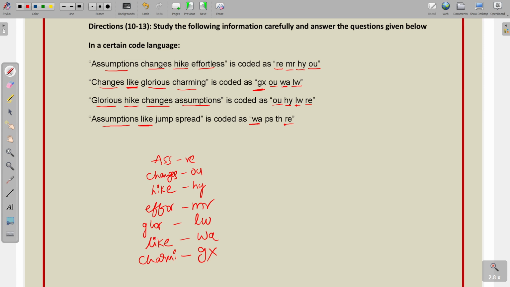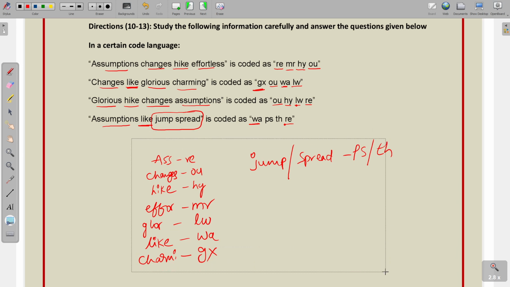So the second sentence is also clear. Let's move on to the fourth sentence. Here we have only 2 words left, that is jump and spread. So jump and spread we can code as PS or TH. Either can be the code here. So this is the final arrangement and final coding of each and every word.